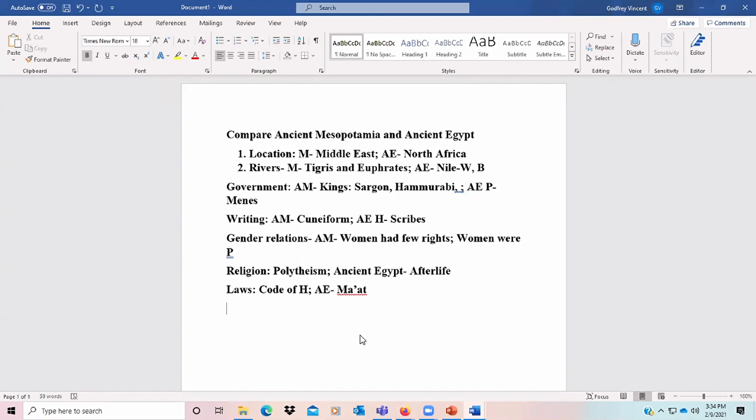In terms of worship centers, what were the worship centers in ancient Mesopotamia called? Ziggurats. And what were they called in ancient Egypt? Temples, right? And of course, they also built pyramids.